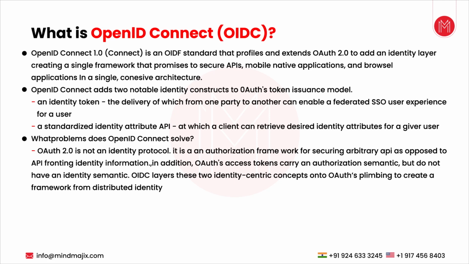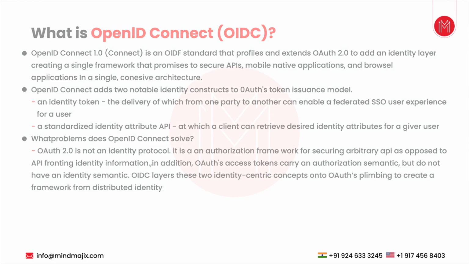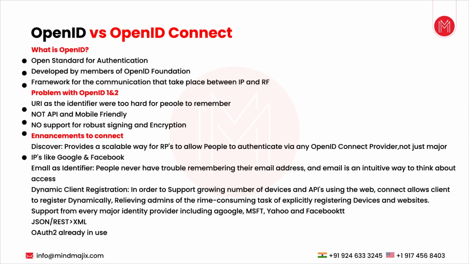So what problem does OIDC solve? OAuth 2.0 is not an identity protocol. It's an authorization framework for securing arbitrary APIs, as opposed to APIs fronting identity information. So basically OAuth 2.0 is your authorization framework, whereas OIDC is kind of an authentication framework. That's where we require OIDC to be brought in on top of OAuth 2.0.